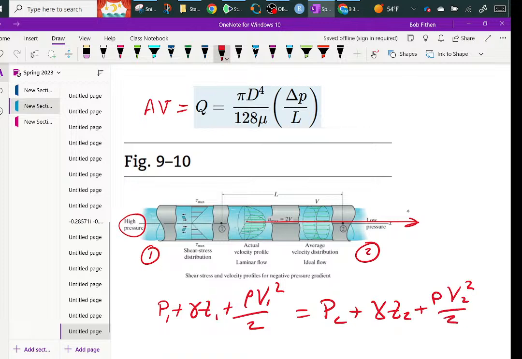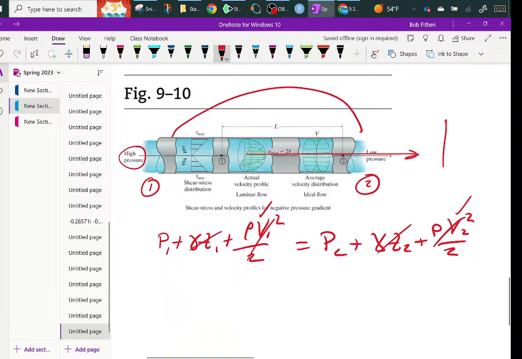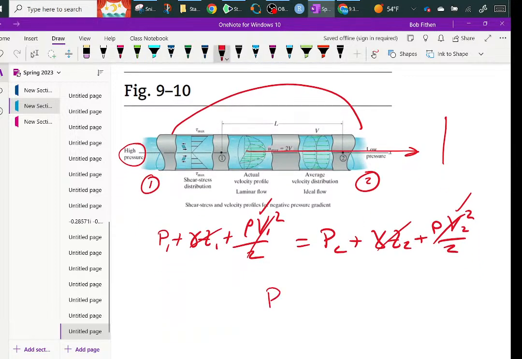squared over 2. Now, if you're just doing Bernoulli and you're including no losses, continuity tells you that these two velocities are the same. And the elevation of this pipe is such that it's the same. So as a result, the pressures are the same. So Bernoulli by itself tells you that if you took a piece of pipe, laid it on the ground, and had the same pressure on both ends, air would flow straight through it. That's not possible. It's not going to happen. So there's a faultiness here. So how do you handle this?